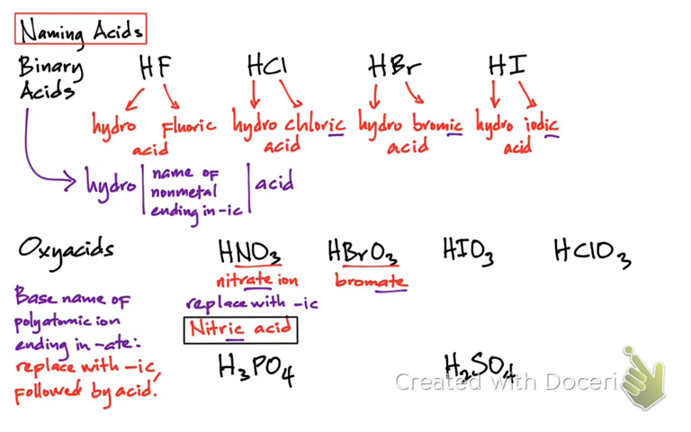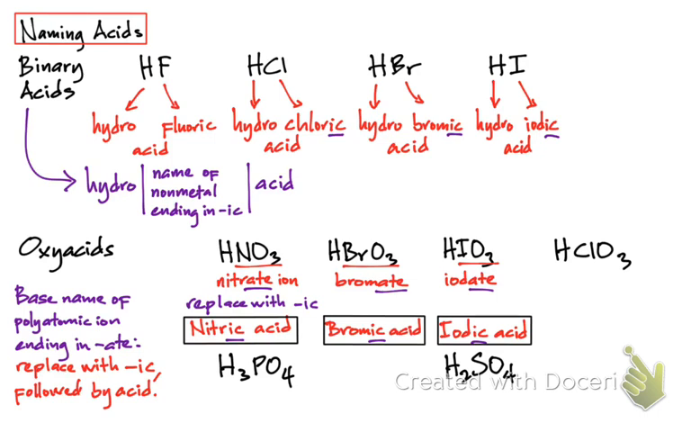So all you have to do is replace ATE with the suffix IC. So this would be bromic acid. The third one here is the polyatomic ion iodate ion, IO3 with a negative charge. And so the acid is called iodic acid.